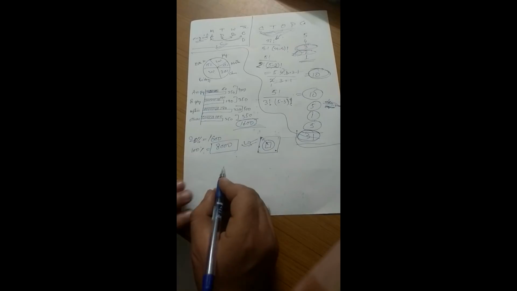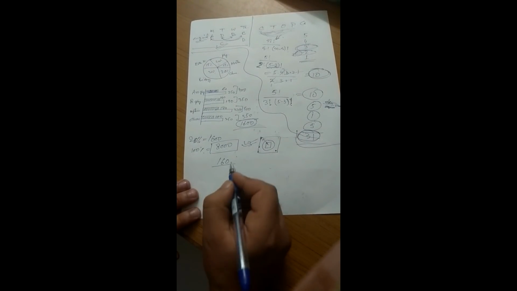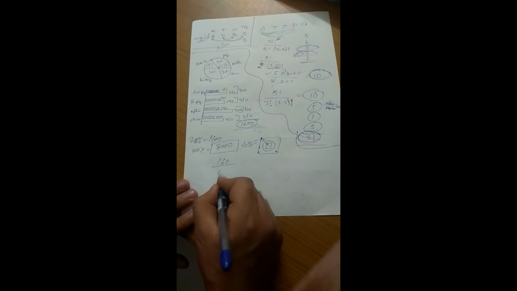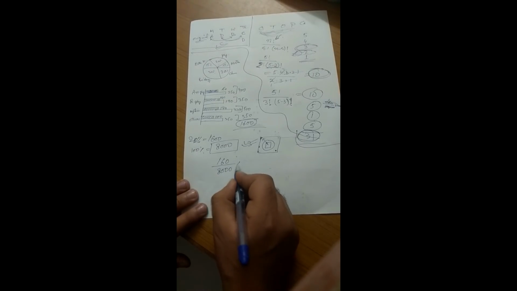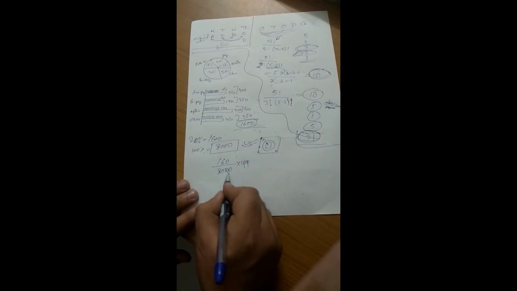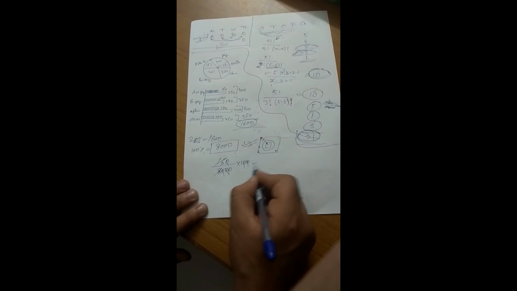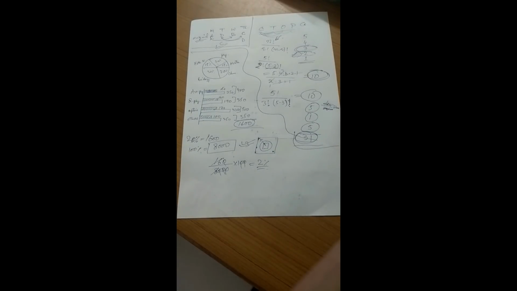So out of this 8000, there are 160 girl students who are studying quantum physics. You have to find this percentage. You will multiply it by 100, and the answer you will get is 2%. So 2 is the right answer to this question. That is the fourth option.